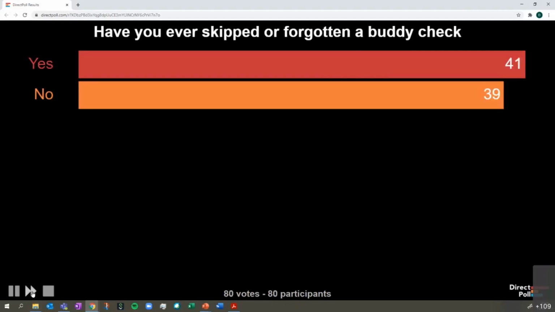Let's have a look. Have you ever skipped or forgotten a buddy check? So this one, I'm glad to see, isn't such a big skew as the rest. You've got 39 people here who are on the up and up and have never done it. But we also have 41 people who potentially could have killed themselves on that dive by not doing that buddy check. I can't stress how important doing a buddy check is.